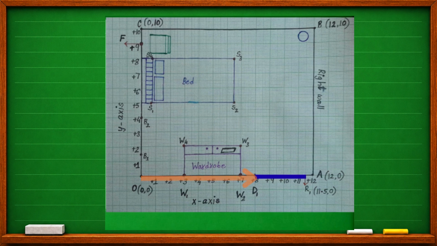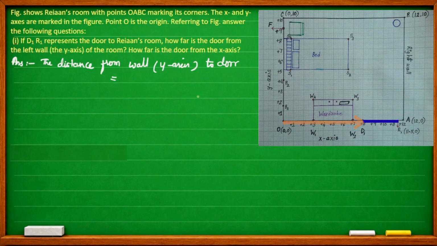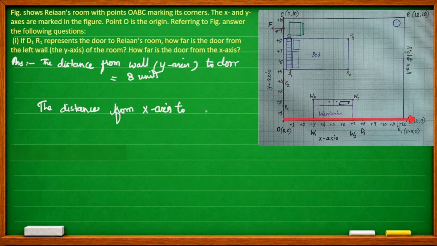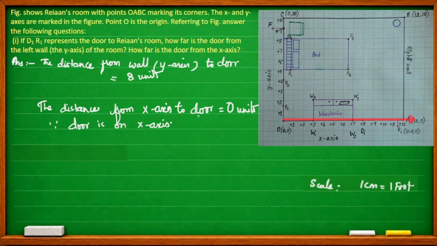So from 0 to D1 is 8 units away. So D1 is 8 units away from the y-axis, right? The distance from the wall, that is the y-axis, to the door is 8 units. Now the second question is the distance from the x-axis to the door. So what is the x-axis here? This is the x-axis, right? The door itself is on the x-axis, means there is no movement from the x-axis. So the distance from the x-axis to the door is 0 units. We didn't move any units here, right? So it is 0 units away from the x-axis, means it is on the x-axis.